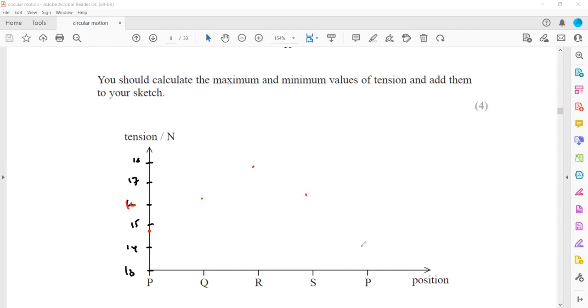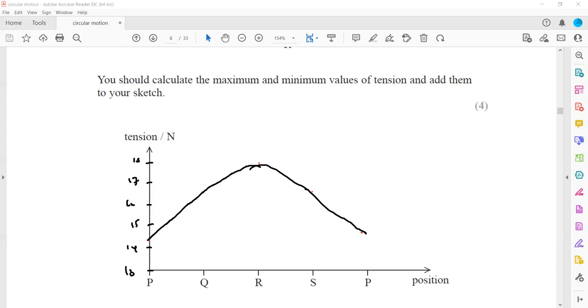At P, again, we need 14.8. So 14.8 will be here, then 16.3 somewhere here. At R we need 17.7, then at S again we need 16.3, and at P again 14.8. So when we complete this one cycle, the variation of the force, this will be a freehand graph which shows how the force will vary as this object is moving along the circular path.